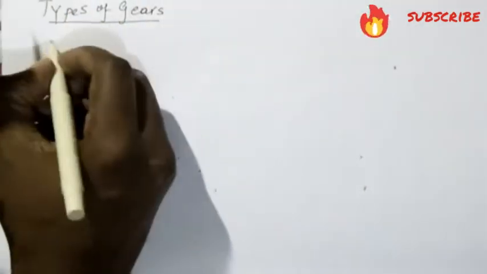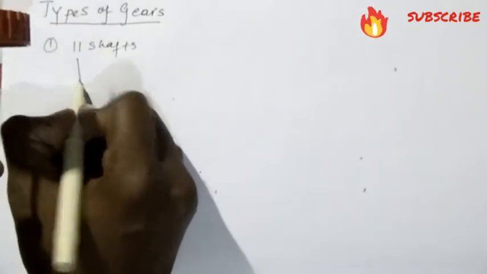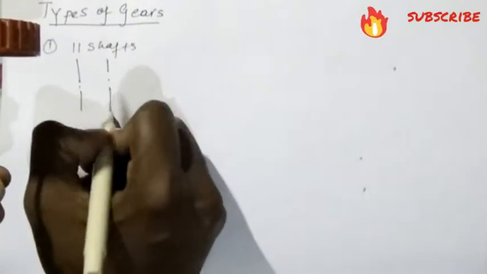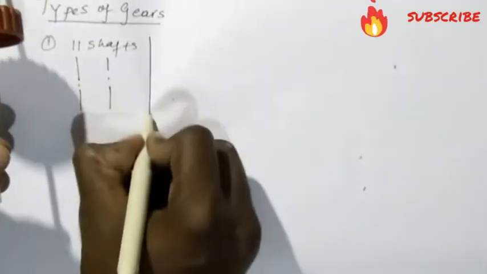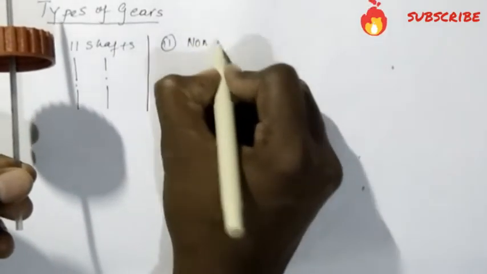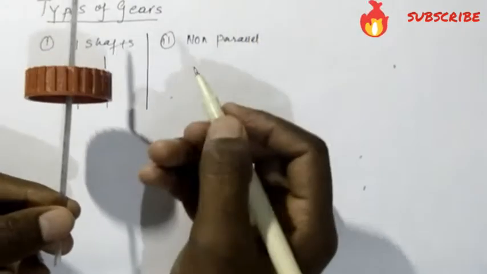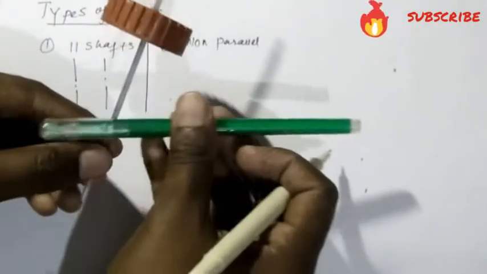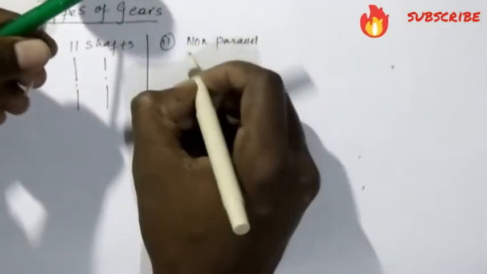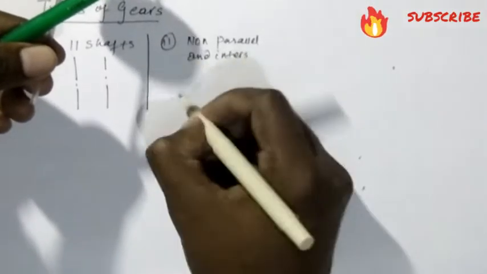So the first classification is the parallel shaft. When the shafts are parallel, like here, one shaft and another shaft here, two shafts parallel and two gears. Another classification is non-parallel shafts. When the shafts are not parallel, they will intersect. So non-parallel and intersecting, something like this.